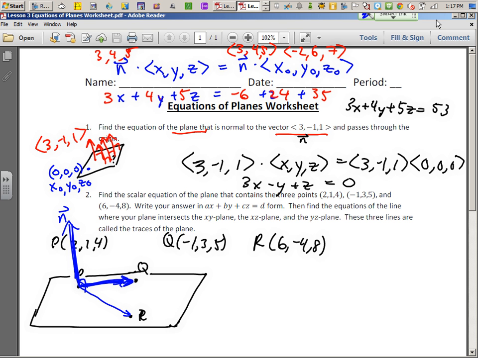We're going to find P and Q, the vector PQ. So to do that, you just basically do Q minus P. So you get negative 3, 2, 1.